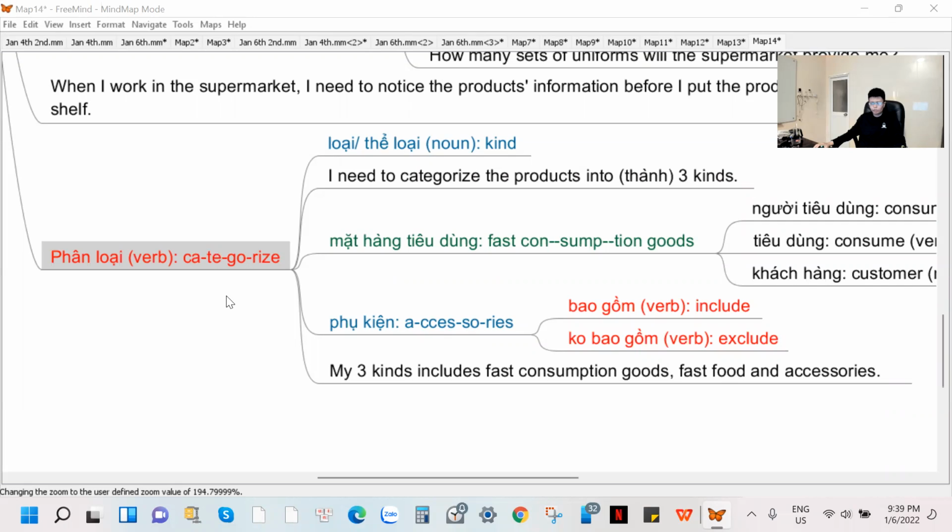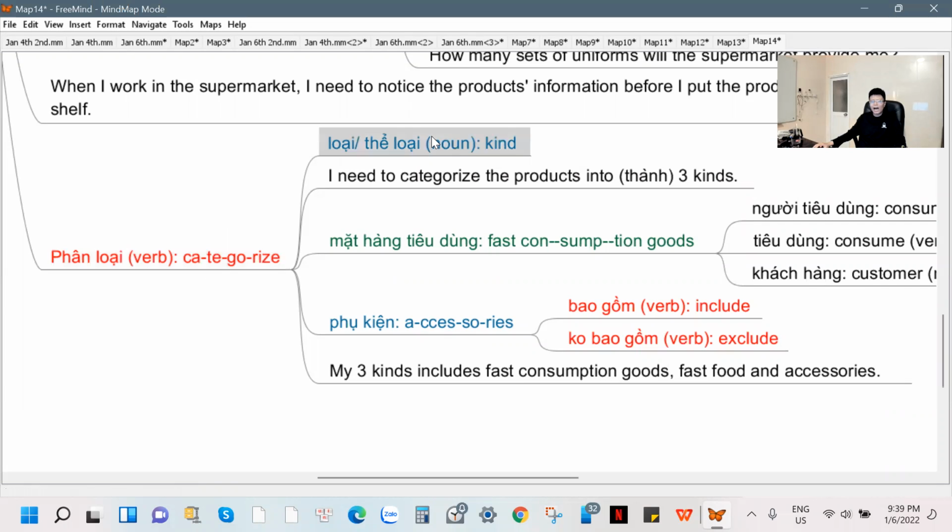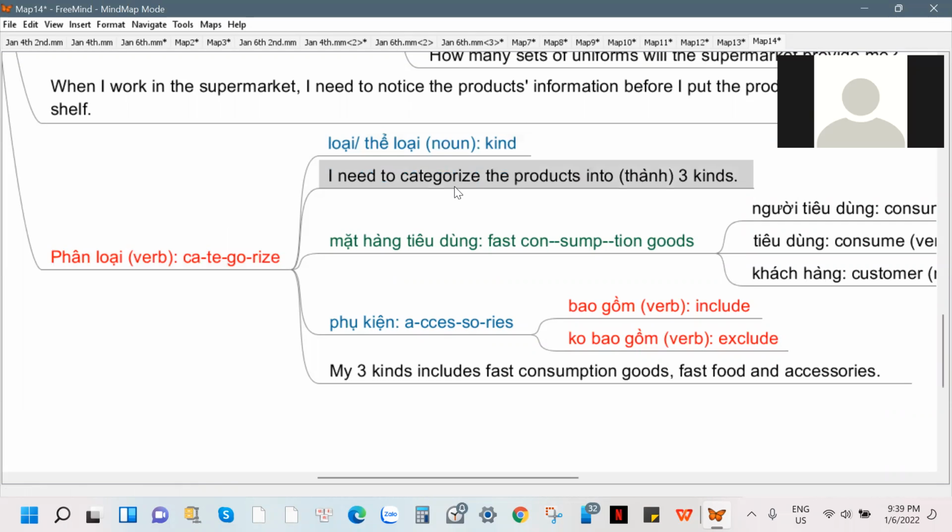Categorize. I need to categorize the products into three kinds.